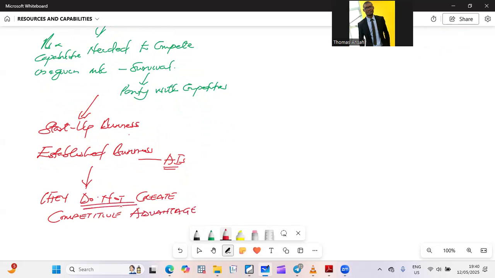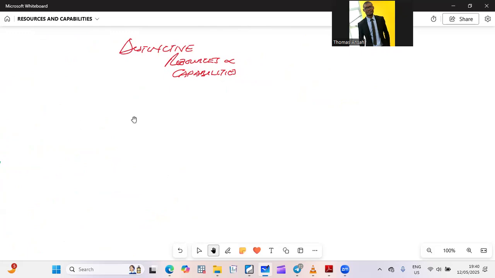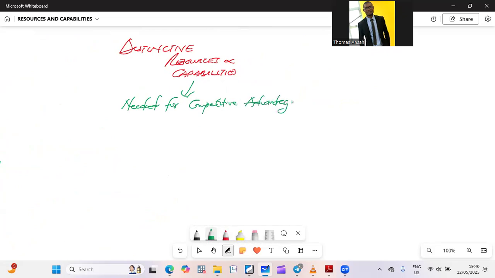Then we come to the distinctive capacities. These are the ones that give competitive advantage. They are seriously needed for competitive advantage. Because the word distinctive tells us that these resources are so unique, and their uniqueness is to create value for customers.